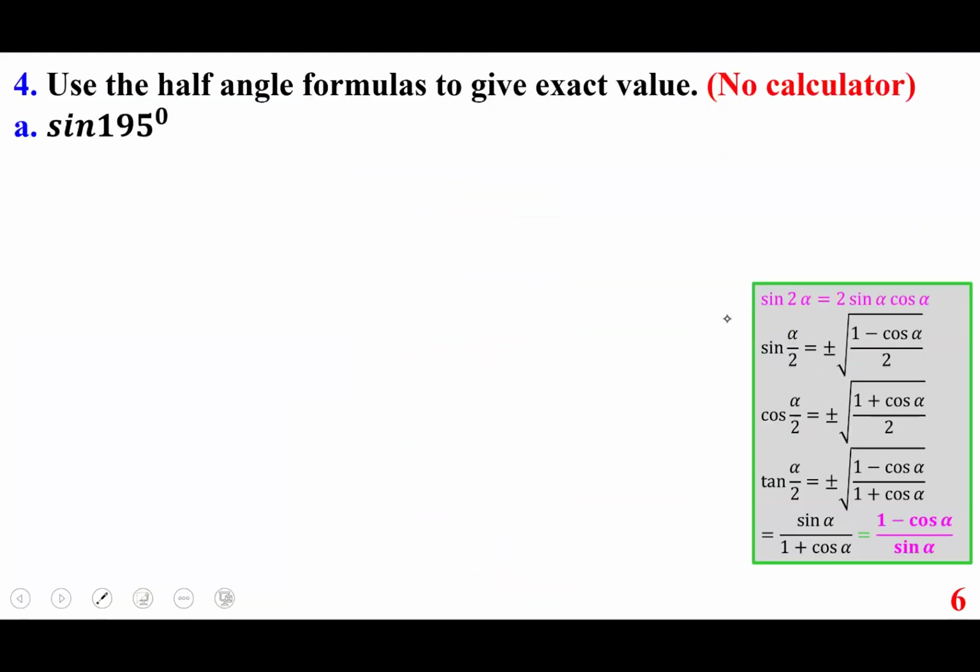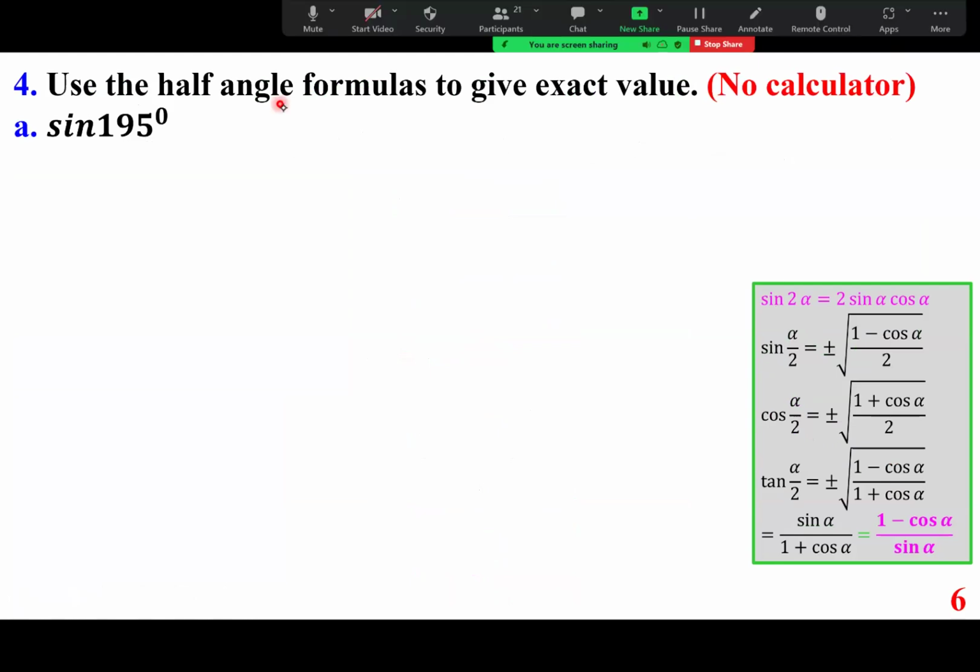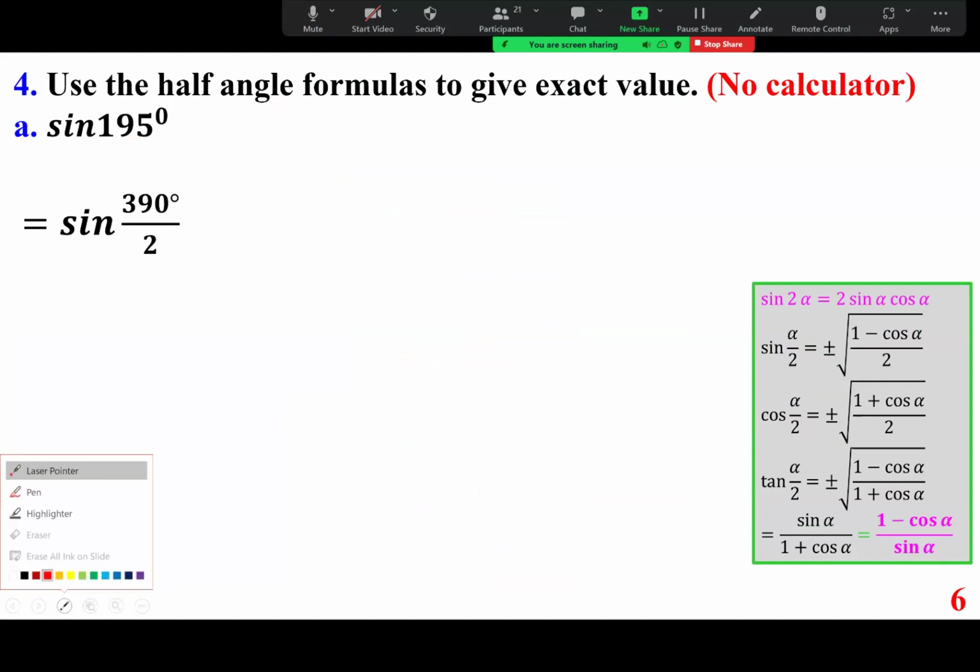So sine of 195 degrees, and they're asking for half angle formulas. 195 is half of 390 degrees. And please understand, 390 is a common arc because it's 360 plus 30. That's why, okay? That's why that angle is. So in essence, 30 degrees.